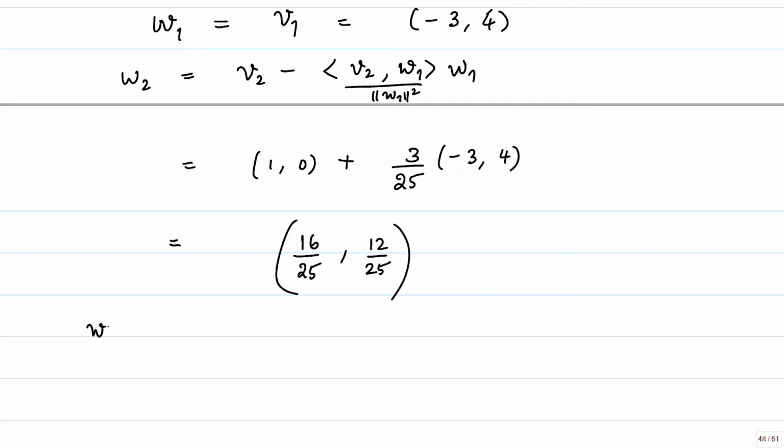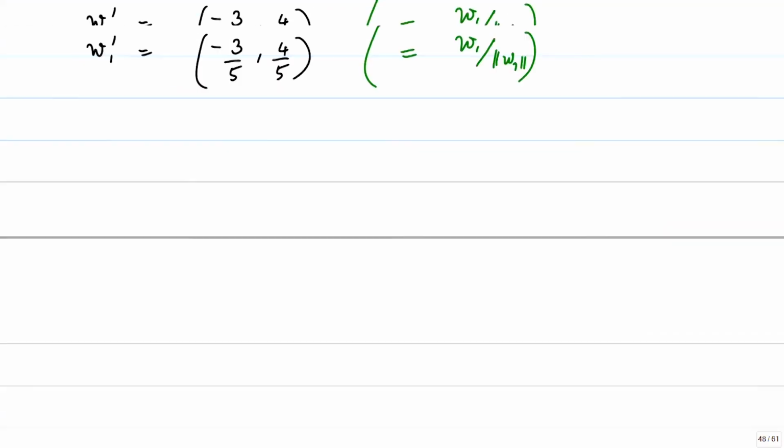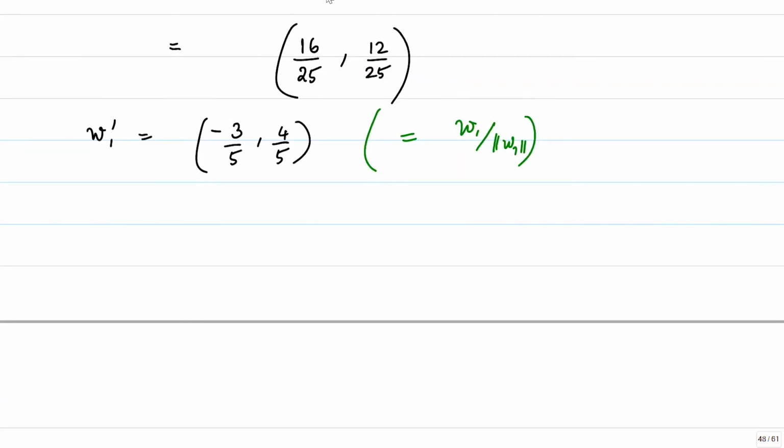So W1 prime will just be minus 3 by 5 and 4 by 5. So this is just equal to W1 by the length of W1. And how about the second one? That's just going to be a not so nice looking number. Let me calculate that. 16 squared, 256, 144, 300, 420 by 25.